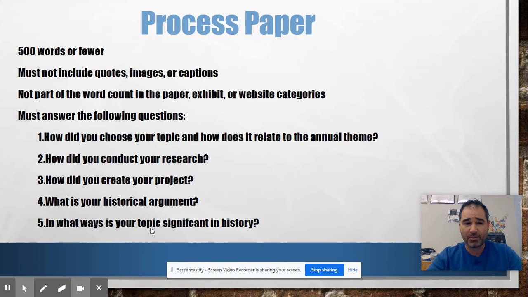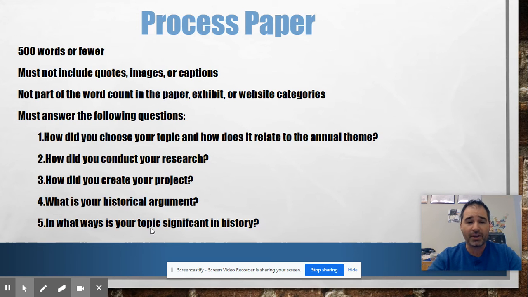A process paper is 500 words maximum. It does not have to be exactly 500 words, and it can't go over that. If it goes over by a word or 2, you're going to want to mention that to the person, but it's going to be less than 500 words. It's not allowed to have quotes or images or captions this year. It's not part of the word count for the different categories, so it's its own separate word count, but it has to answer these 5 questions.